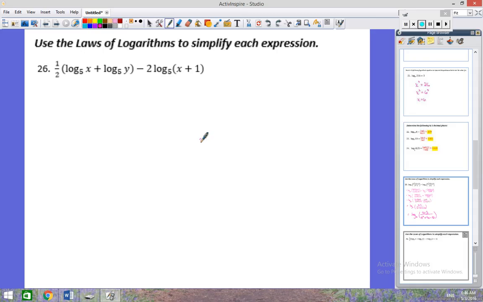Alright, let's take a look at this one. Let's start inside the parentheses. We have a property that says that if you're adding two logarithms together of the same base, you can condense this to a single logarithm. So I have the log base 5, and then I can just multiply x and y together. I've got x times y.